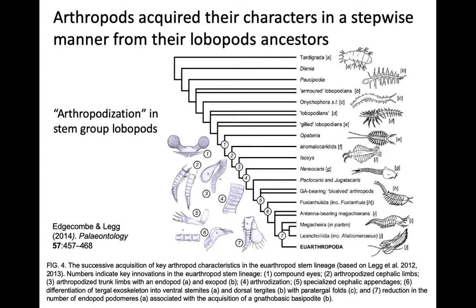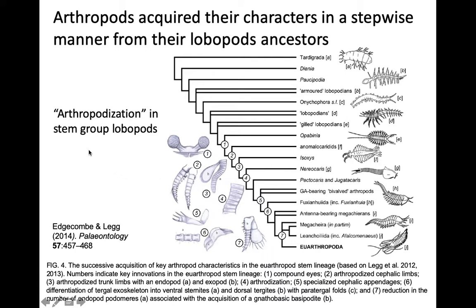have lobe-like appendages. And one of the first arthropod characteristics that these lobopod stem groups acquired was the compound eye here. And we can see that each of these different characteristics that we refer to as an arthropod characteristic were added on in a stepwise manner. And here are the modern arthropods as they are currently defined, and these are all lobopod ancestors of the arthropods.